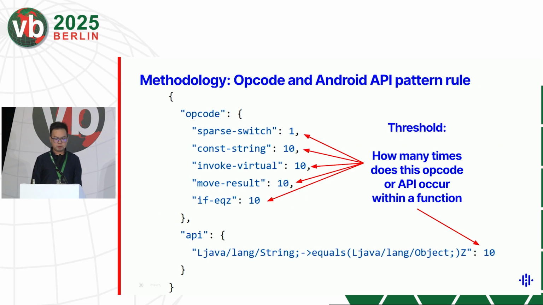Here is an example of our rule. We define this rule in a simple JSON format, which makes the detection engine flexible and extensible. As you can see, a rule defines the target opcodes, the API to look for, and the threshold count. It allows us to easily add new rules for new patterns we discover in the future.